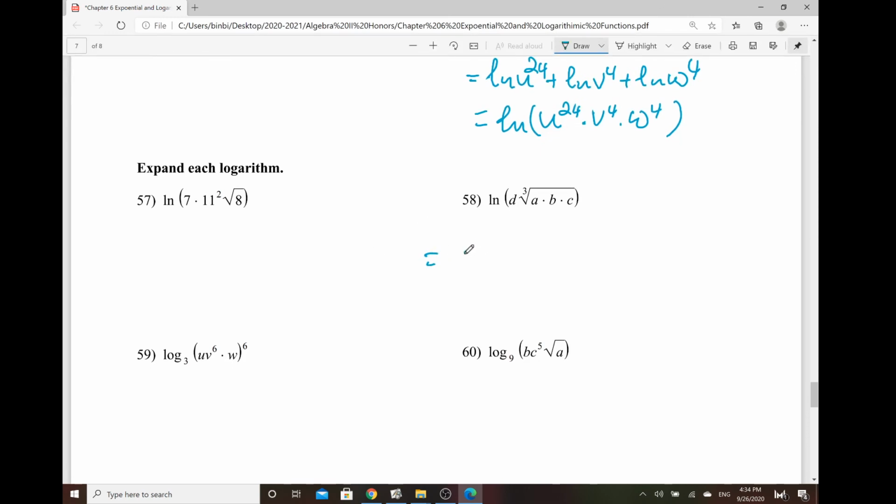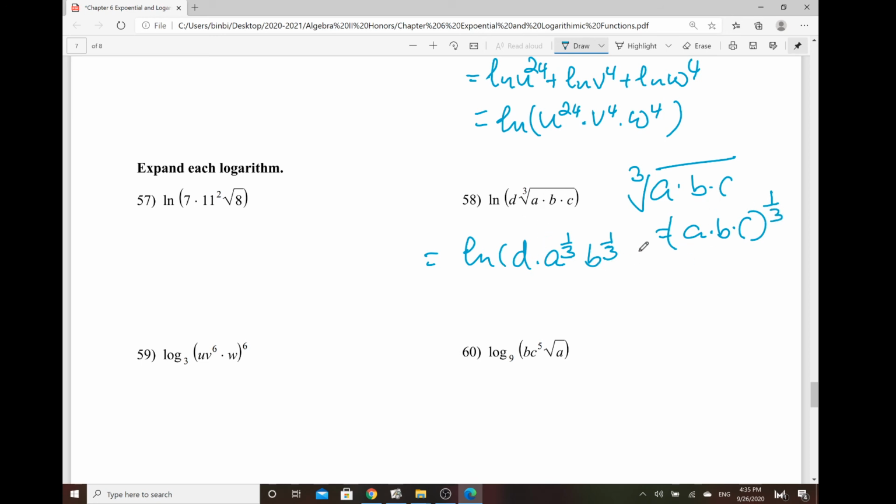Expanding, so this one, rewrite it first, radical form to the exponential form. So d times a to the power of 1/3, b to the power of 1/3. And also at the same time we can distribute that exponent. Because normally a times b times c with the cube root is written as what? A times b times c to the power of 1/3. And then what I did here, I just want to distribute the power. And expand it, so we do have natural log of d plus 1/3 natural log of a plus 1/3 natural log of b plus 1/3 natural log of c. And that would be the form.